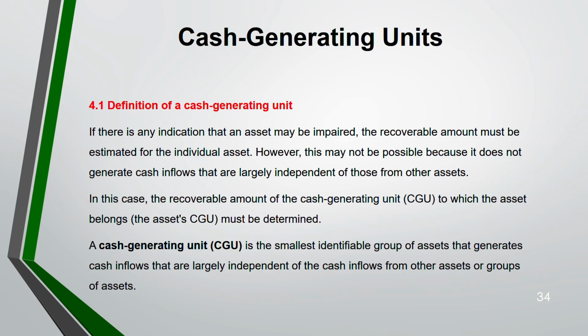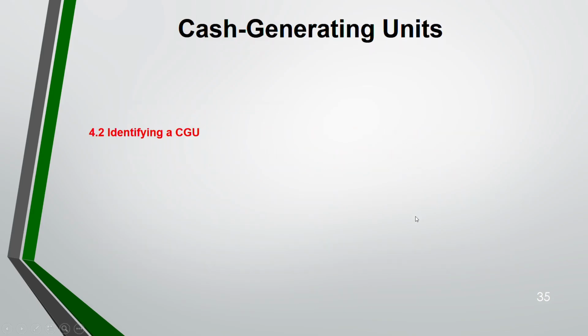That means sometimes it is very difficult to say that this individual asset is creating that impairment. So what do you do? You group the assets together. You find the smallest identifiable group of assets, but that group of assets should be able to generate cash inflows independently from the other assets. Only then can you say they are part of a CGU. Then you find the recoverable amount of the CGU.